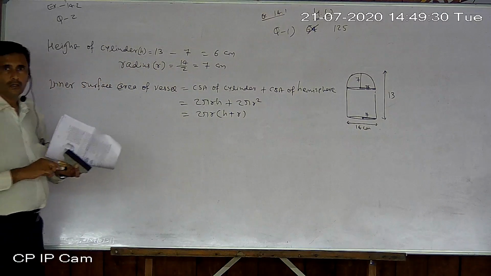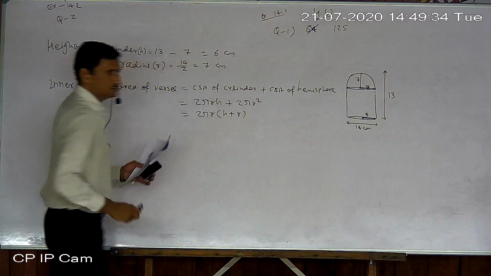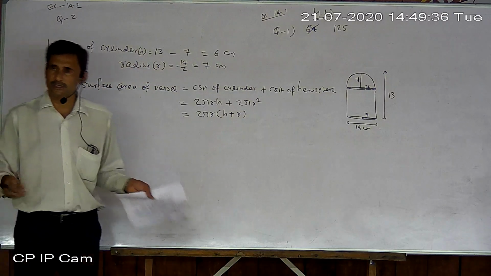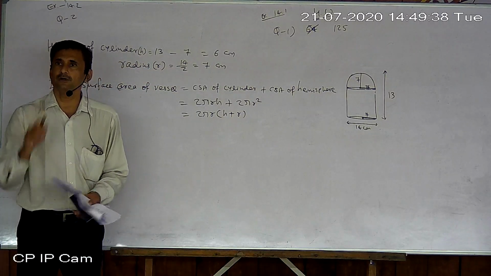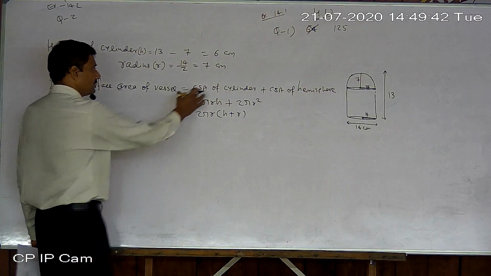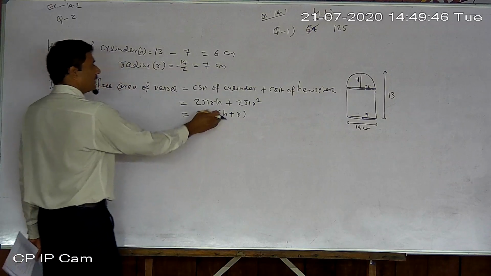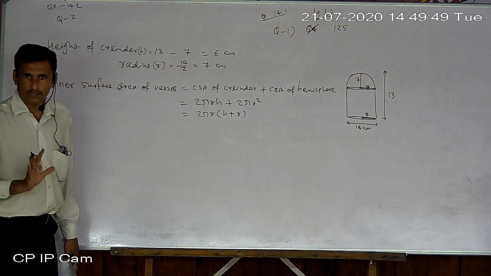I also told you, you can find individual CSA, so getting two different answers, then make total of both answers. That will be our final answer. But it is not advisable. Always try to do that only, and to take common whatever maximum can be taken common.